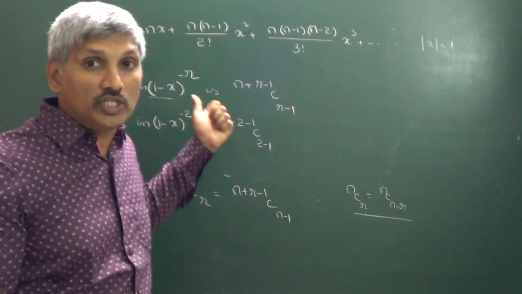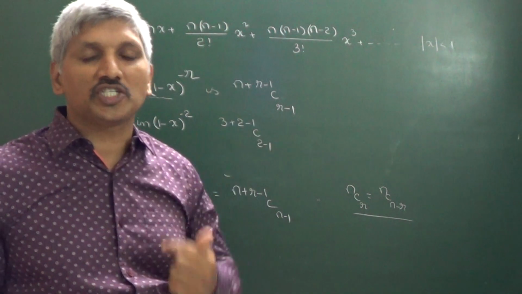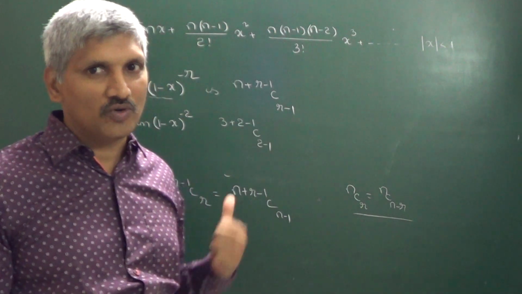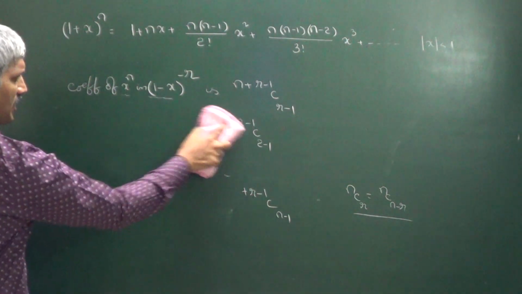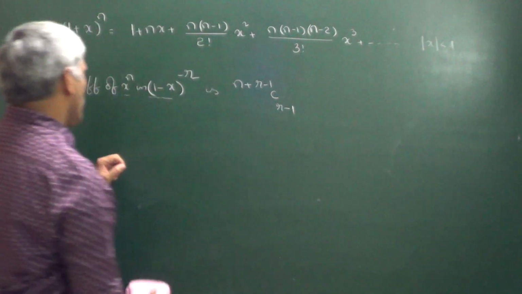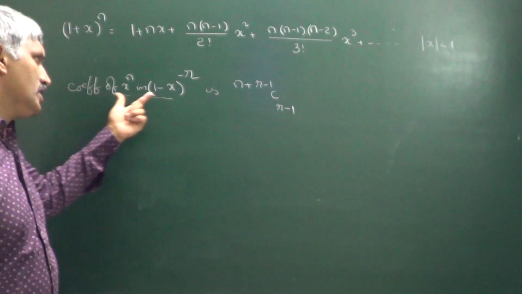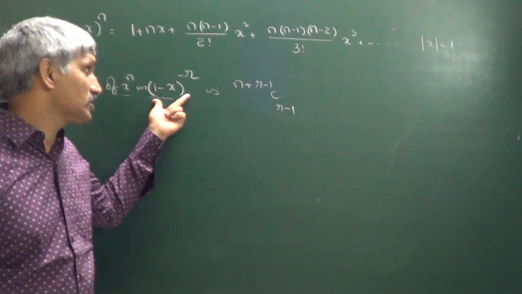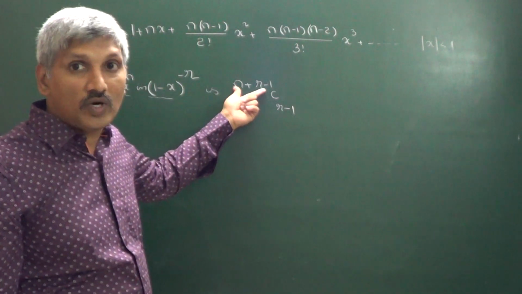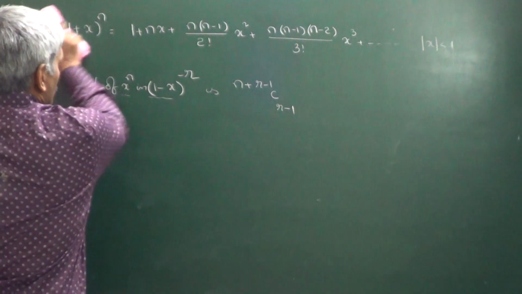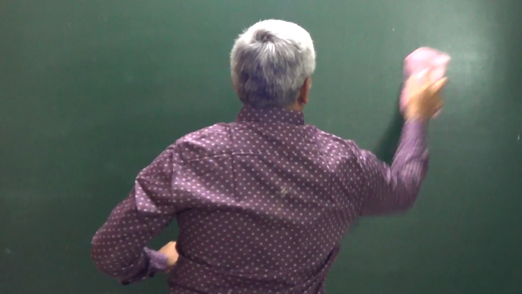Better to know. This will be useful in the permutations and combinations chapter also. Very important result, so this particular idea we have to know. The coefficient of x to the power of n in the expansion of (1 minus x) to the power of minus r is n plus r minus 1 C r minus 1. Right, so based on this information, I'll discuss a few problems.